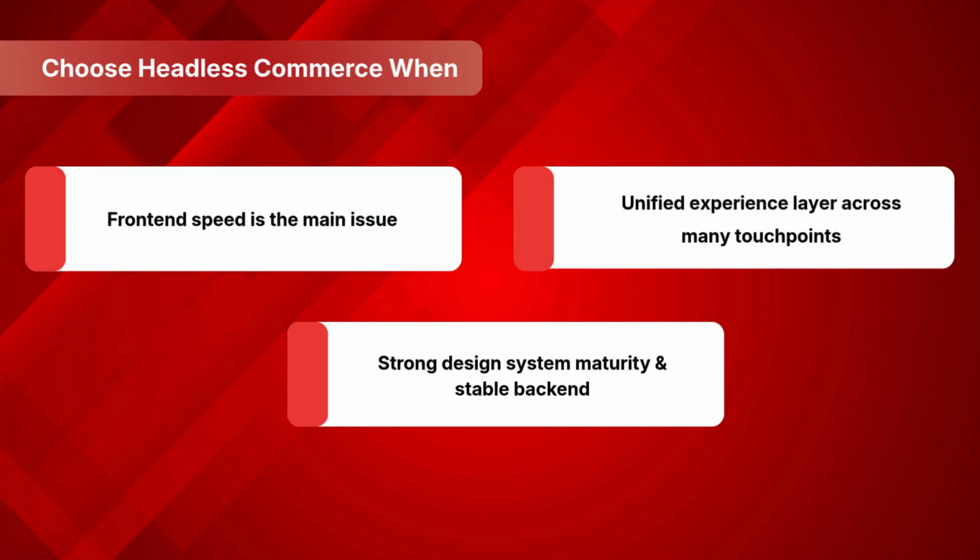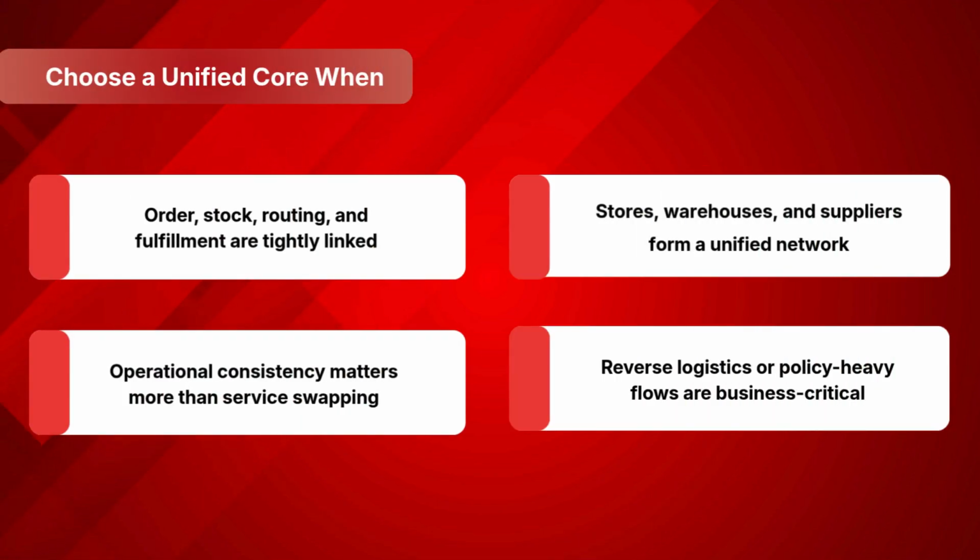Opt for Headless Commerce if front-end speed is your primary bottleneck and you need a unified experience layer across multiple touchpoints, supported by a strong design system and stable back-end ops. Finally, choose a unified core when your order, stock, and fulfillment are tightly linked as one single network. This is critical when process consistency matters more than swapping vendors, and reverse logistics are business critical.